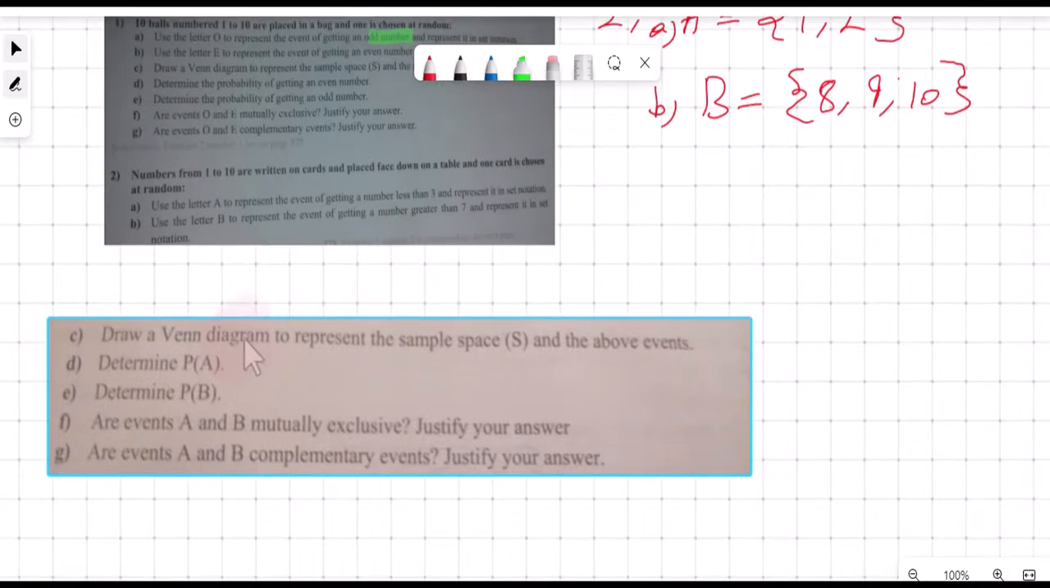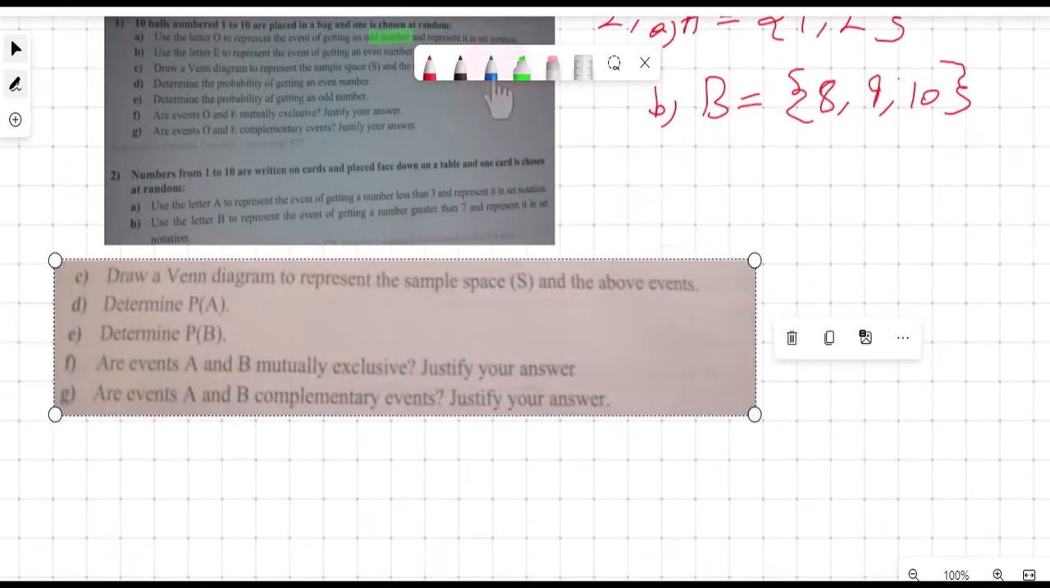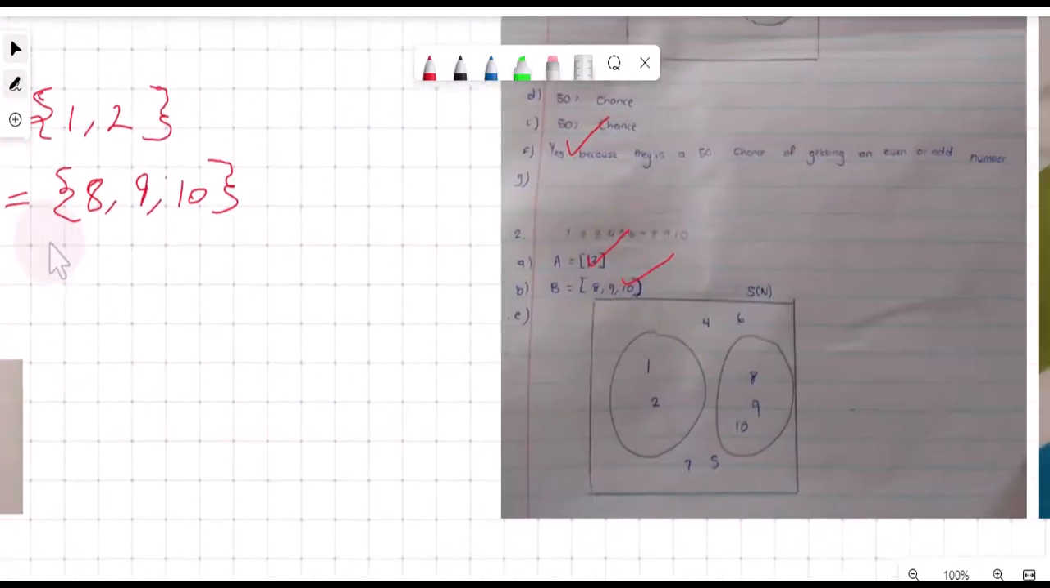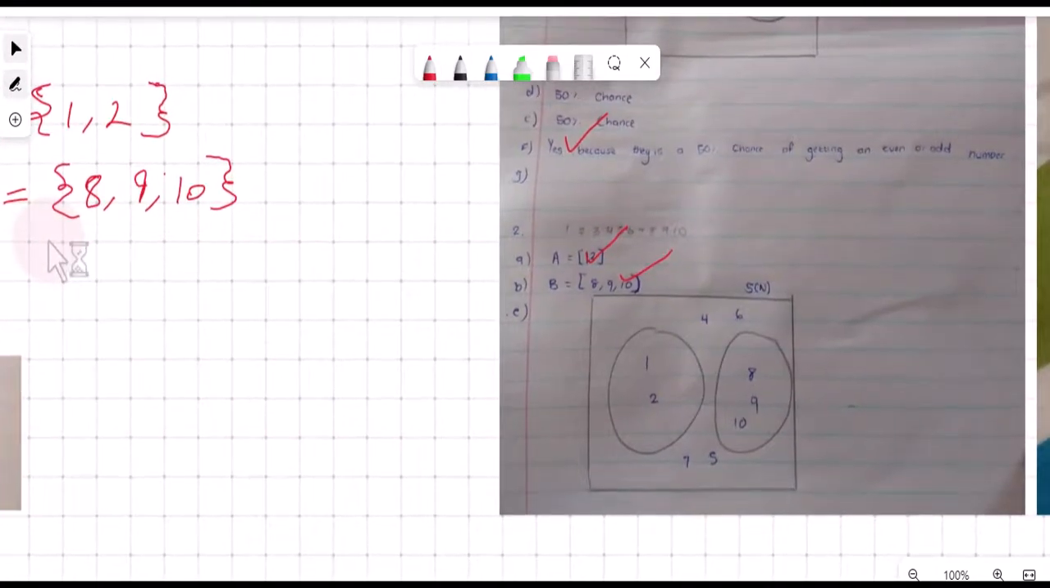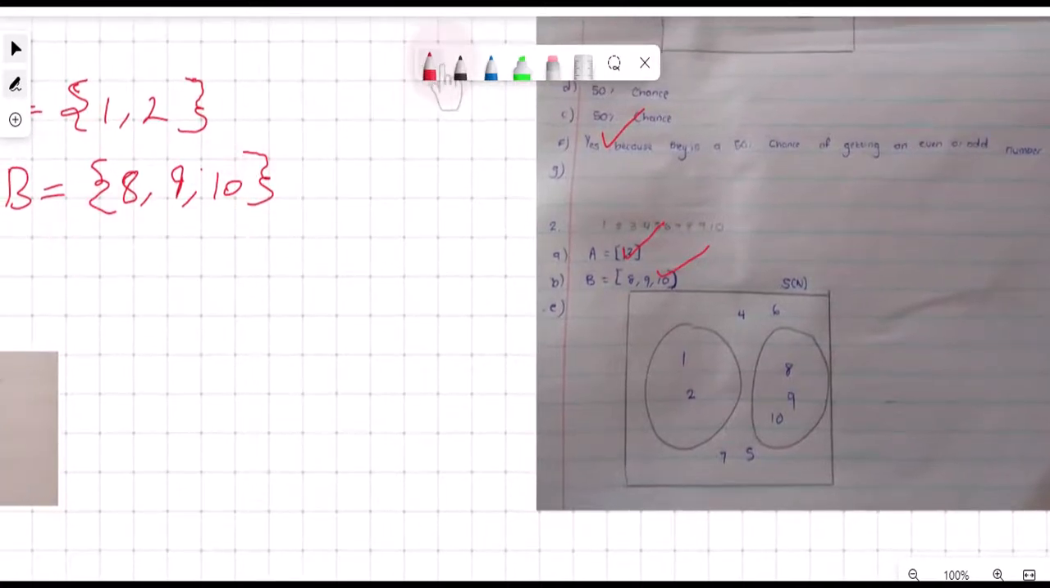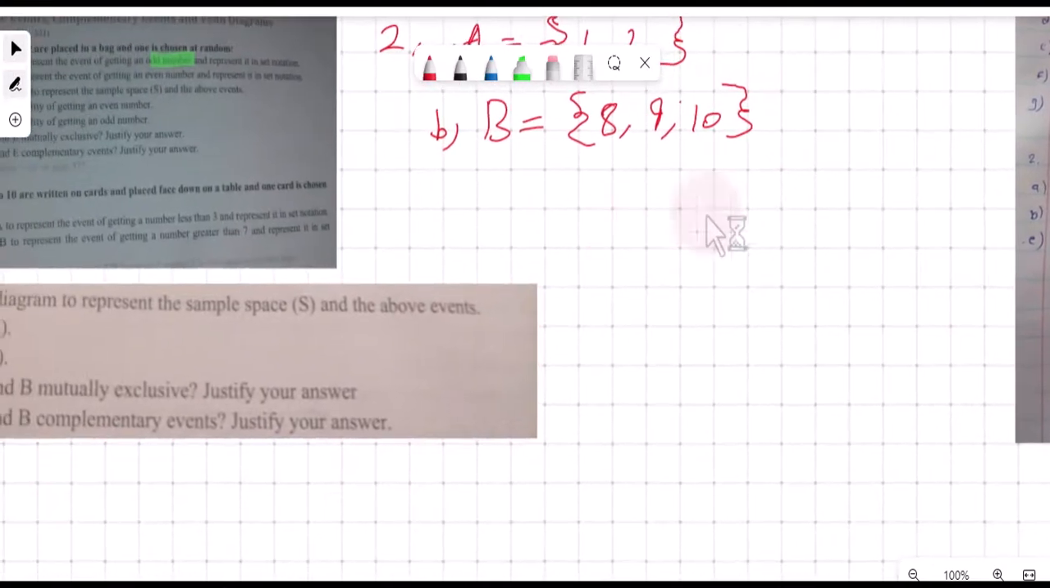Number C. Draw an event diagram to represent the sample space S and the above events. Okay, let's see. Ah, they are not happening at the same time. You forgot to write this is A, this is B. So they're not happening at the same time. That's good. I think 3 marks can do. 8, 9, 10. Yes, you're supposed to indicate. Please fix that thing of naming them. So the event diagram is there.